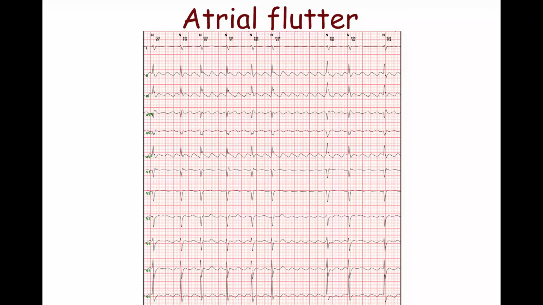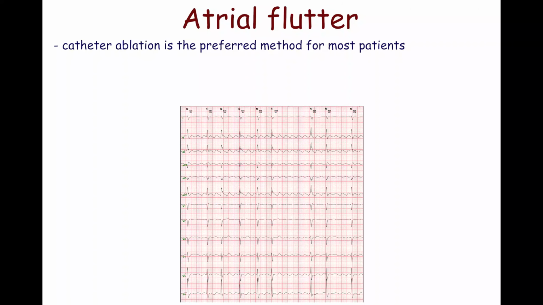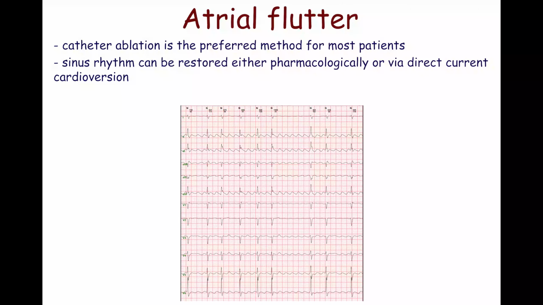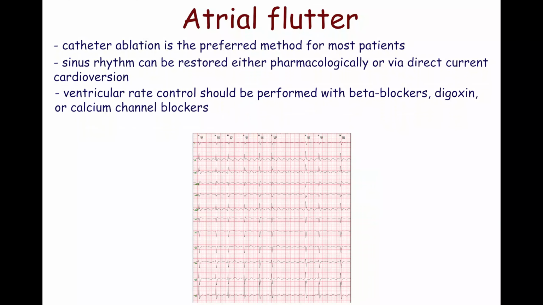Catheter ablation is the preferred method for most patients, especially those with isthmus-dependent atrial flutter. Sinus rhythm can be restored either pharmacologically or via direct current cardioversion. Prior to ablation or restoring the sinus rhythm, ventricular rate control should be performed with beta blockers, digoxin, or calcium channel blockers.